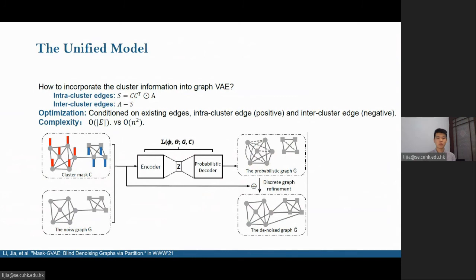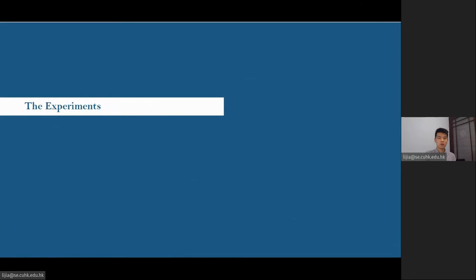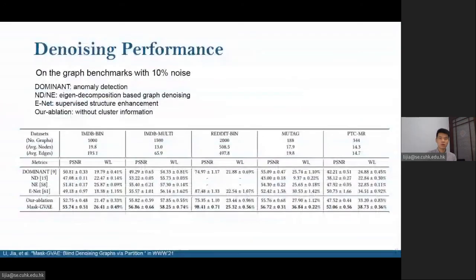To make our framework scalable to large graph datasets, we take intra-class edges as positive cases and inter-class edges as negative cases, which reduces the overall complexity of our framework. Extensive experiments on several graph benchmarks show that our framework outperforms several baselines in two metrics, PSNR and WL. We also ran ablation tests to demonstrate that the cluster mask plays an important role in our framework.